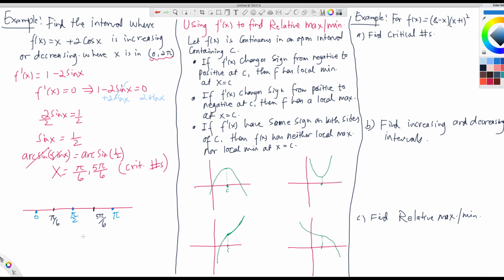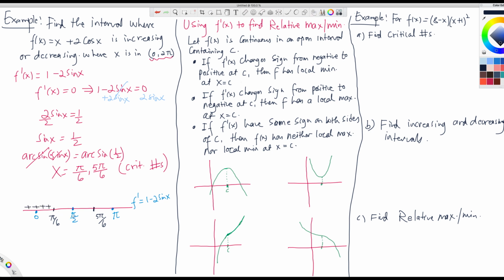Okay, guys? So let's plug into f prime. What is f prime? f prime is equal to 1 minus 2 sine x. So I'll plug in x equals 0, x equals pi over 2, x equals pi, and then I will check the sign there. If you plug in 0, what do you get here? 1 minus 2 sine 0. Sine 0 is 0, right? So 1 minus 2 times 0 is just 1. So 1 is positive, so you write a positive sign there.